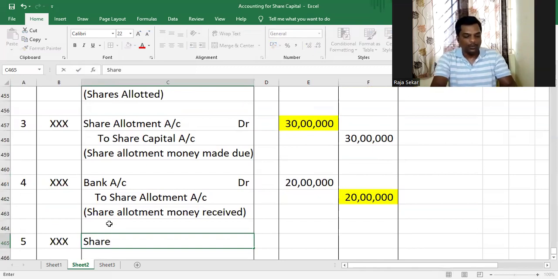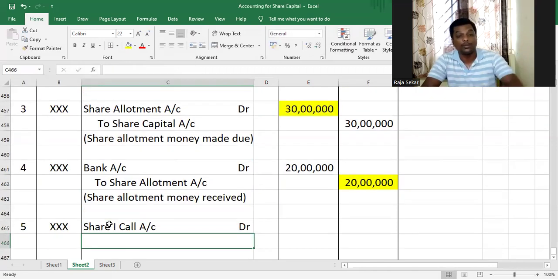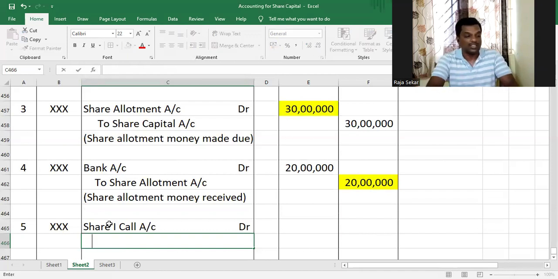Now the next thing to do would be to make share first call due. Now, in this case, the excess application money was not even enough to cover the allotment money due. The excess application money was only 10 lakh and the allotment money due was 30 lakh, which means the excess application money was not sufficient even to cover the allotment money. And therefore, there is no excess application money available to be set off against further calls. So we'll make the further calls due for the full amount and receive the full amount.